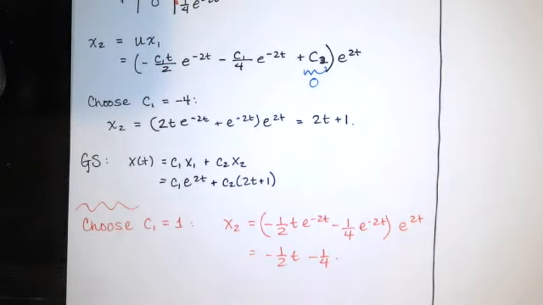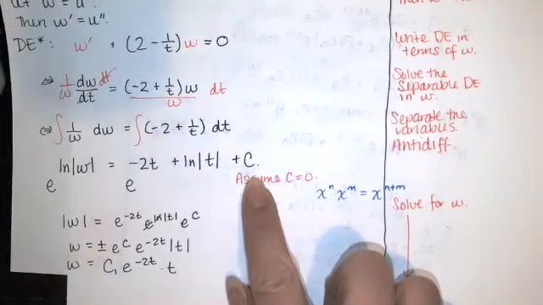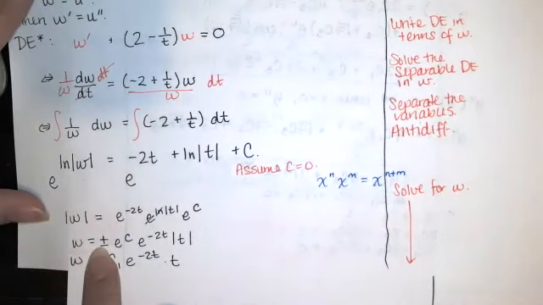Now, you might say to yourself, how do I know to do that? It's just because of what they said. They said they wanted us to make all constants of integration equal to 0. And then they're sort of ignoring that plus or minus over here.